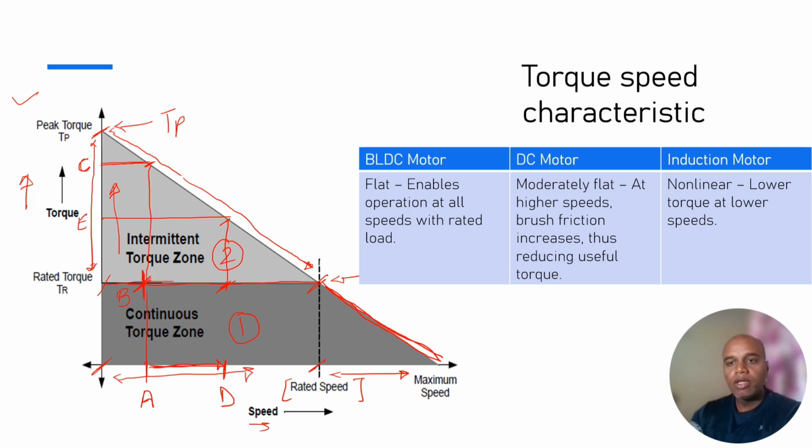If you're talking about the induction motor, we know that the torque-speed curve of the induction motor is non-linear, and it has a stable operating region. Beyond the pull-out torque, the motor can come to a halt. So compared to these two motors, the DC motor and the induction motor, the BLDC motor has a very flat and linear kind of torque-speed characteristic.